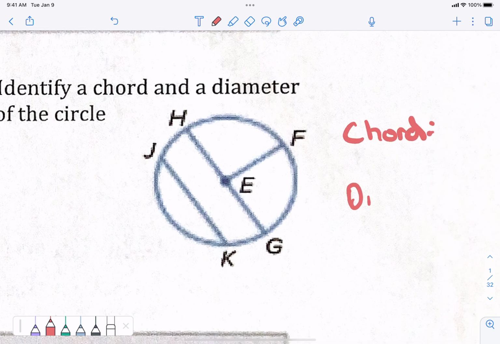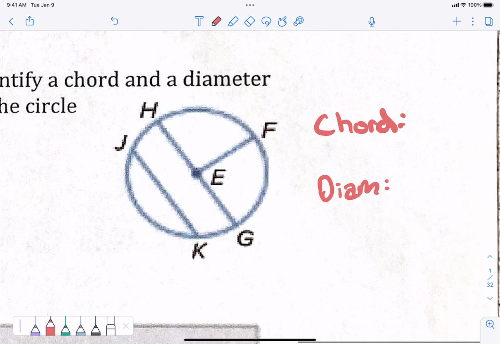and a diameter of the circle. How many chords are on here? 2. Is EF a chord, this guy right here? No, because it has to go from one end of the circle to the other. This one starts at one end of the circle, but it doesn't go all the way to the other end, right? Okay, so JK is a chord, and HG is a chord.